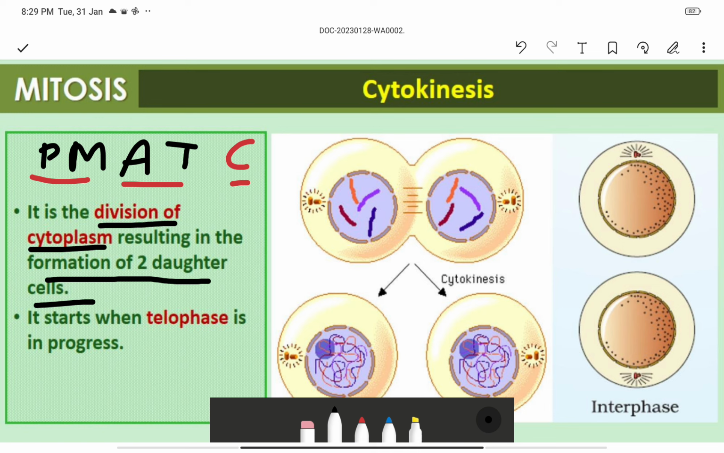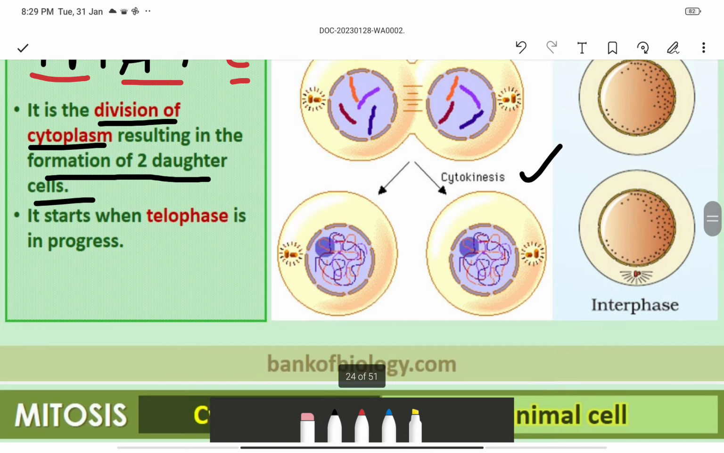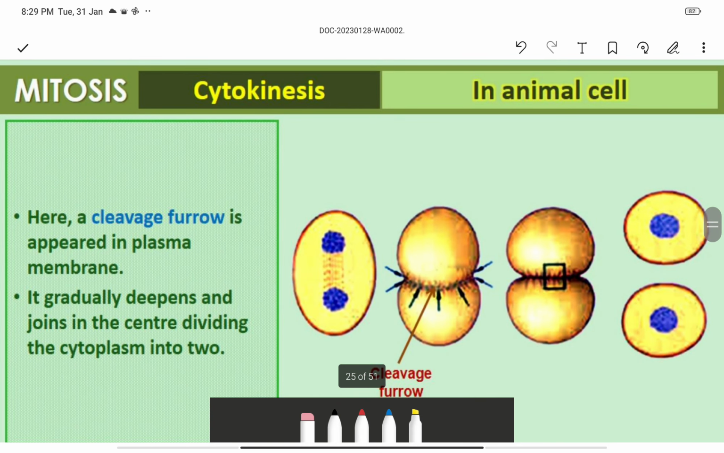It starts when telophase is in progress. Due to cytokinesis, the cytoplasm divides into two halves. Then two daughter cells are formed in this phase only. There is a small difference between the animal cell and the plant cell, because the plant cell has a cellulose cell wall, while the animal cell has only a plasma membrane.